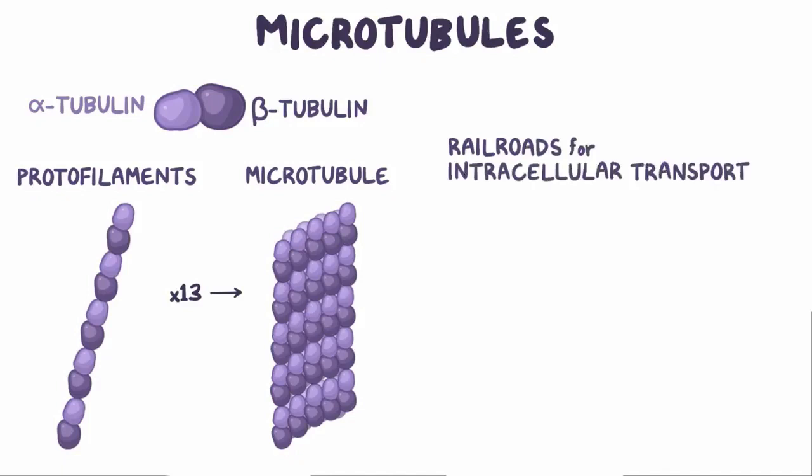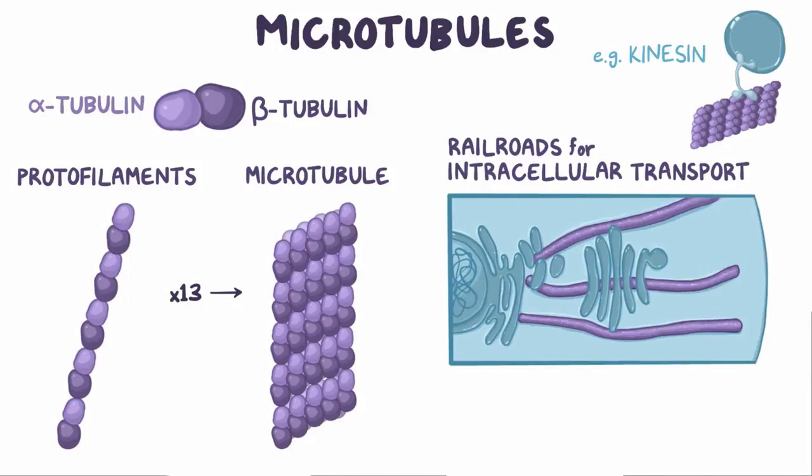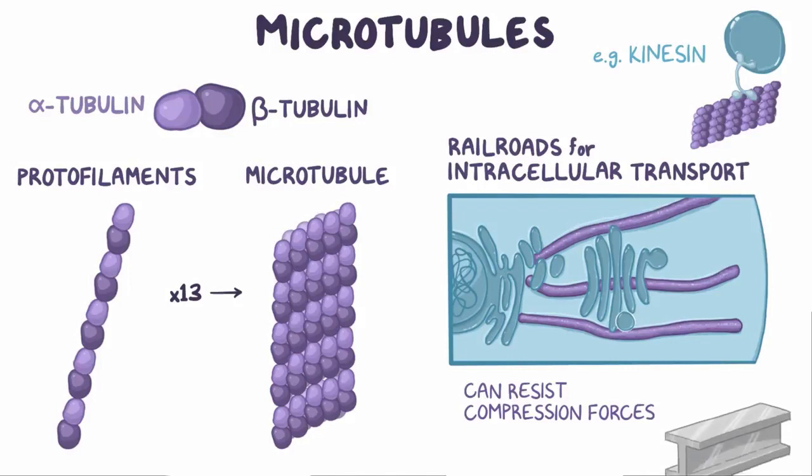transport. For example, proteins like kinesin and dynein pick up vesicles full of proteins, lipids, or hormones and carry them on microtubules either to or from the cell membrane to specific organelles, like the Golgi apparatus. Microtubules can also resist a lot of compression force and still maintain their shape. So they're like the steel beams that support and give a building its shape. Microtubules also play a role in cell division.